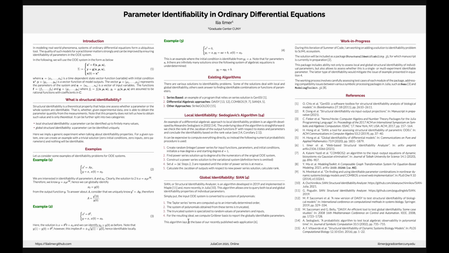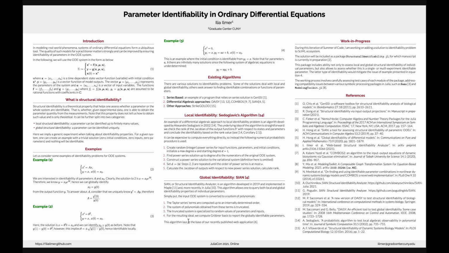The problem of parameter identifiability arises when we are dealing with a model for the underlying phenomenon using ordinary differential equations. We might be interested in the identifiability properties of parameters in order to improve the quality of the model. Essentially, we're talking about whether a parameter can be identified in the experiment from the experimental data. And structural identifiability is a theoretical property that answers exactly that question.